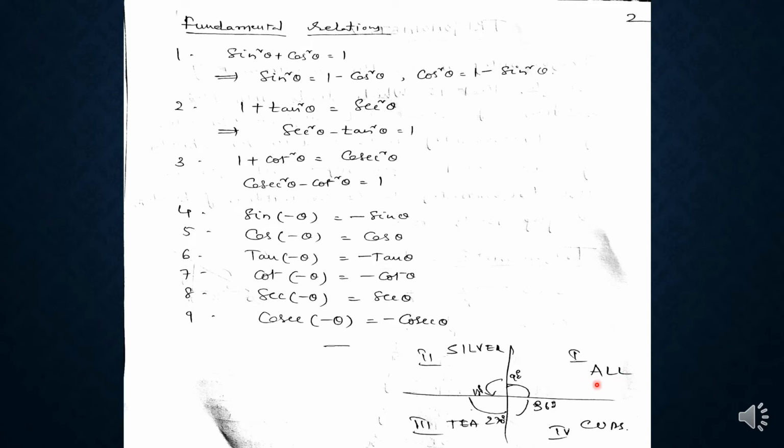So we can remember these signs by remembering this phrase, all silver teacups. All means all ratios are positive. In the word silver, the first letter stands for sine, and its reciprocal 1 by sine, cosecant, these two are positive. In the third term, t stands for tan and 1 by tan, that is cot, tan and cot are positive. In the fourth quadrant, cups, c stands for cos. Cos and its reciprocal 1 by cos, secant. So by remembering this all silver teacups phrase, we can put the sign for the trigonometric ratios.